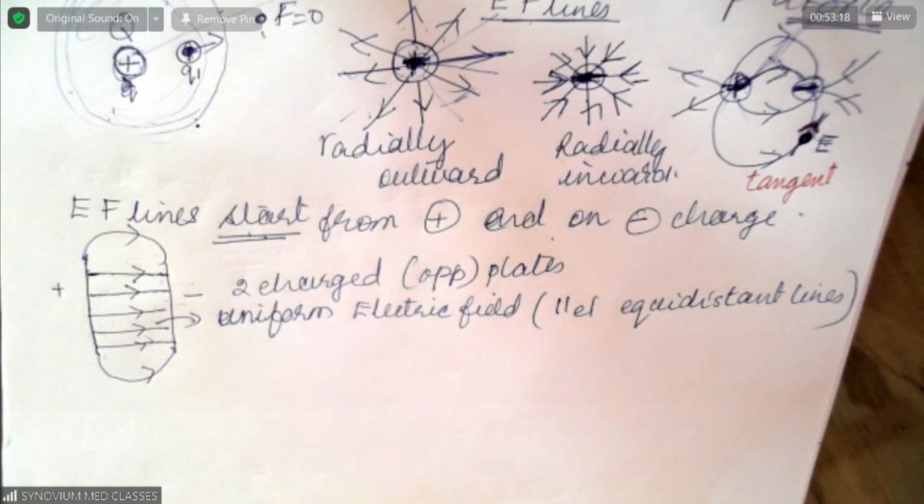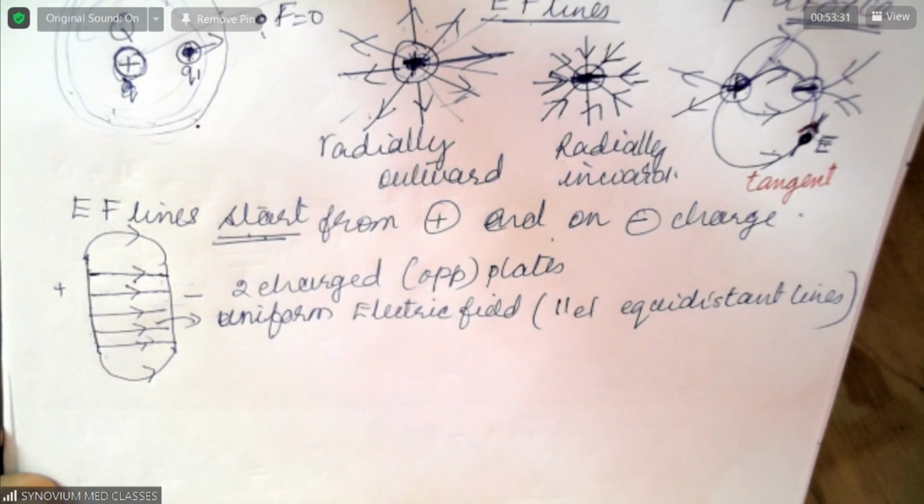They do not intersect. I will give you the properties of the electric field lines in the group, as there are many properties. Please copy them down later.